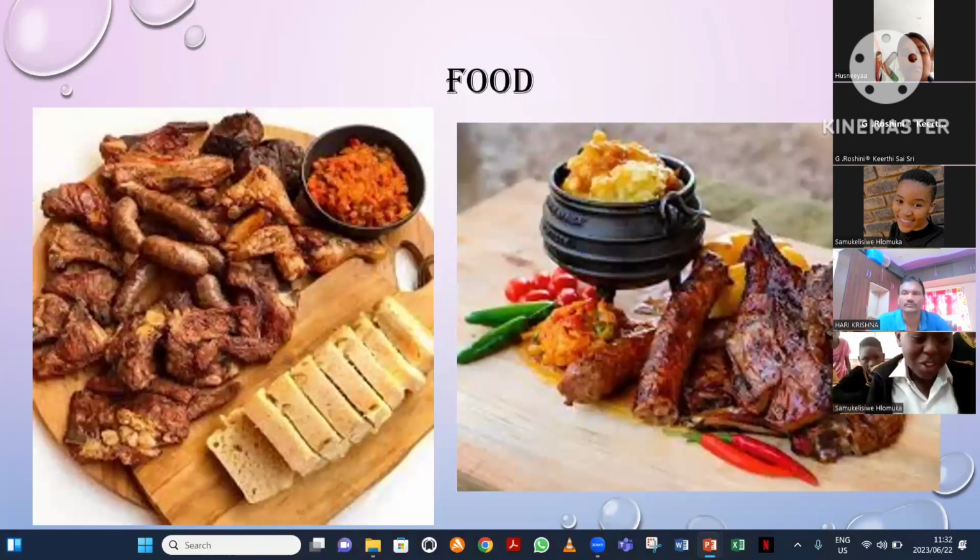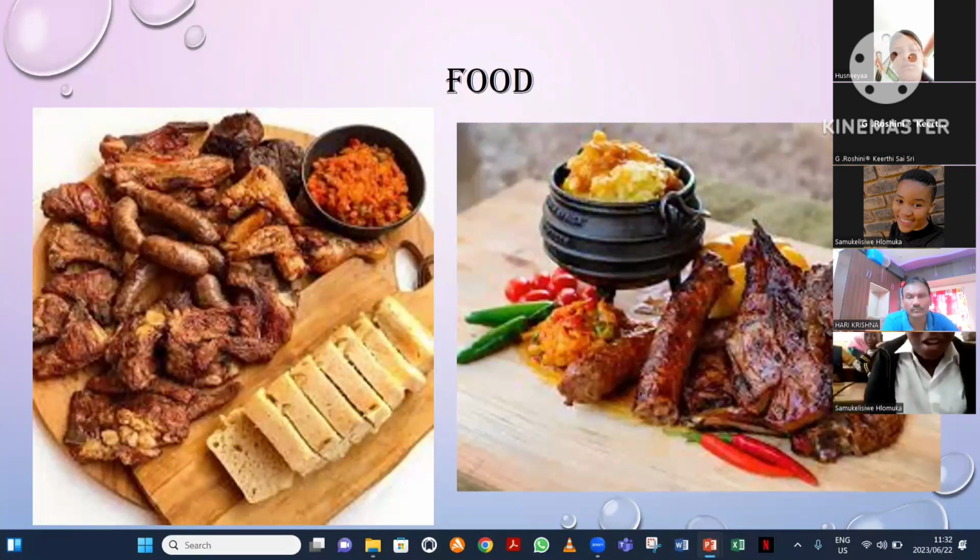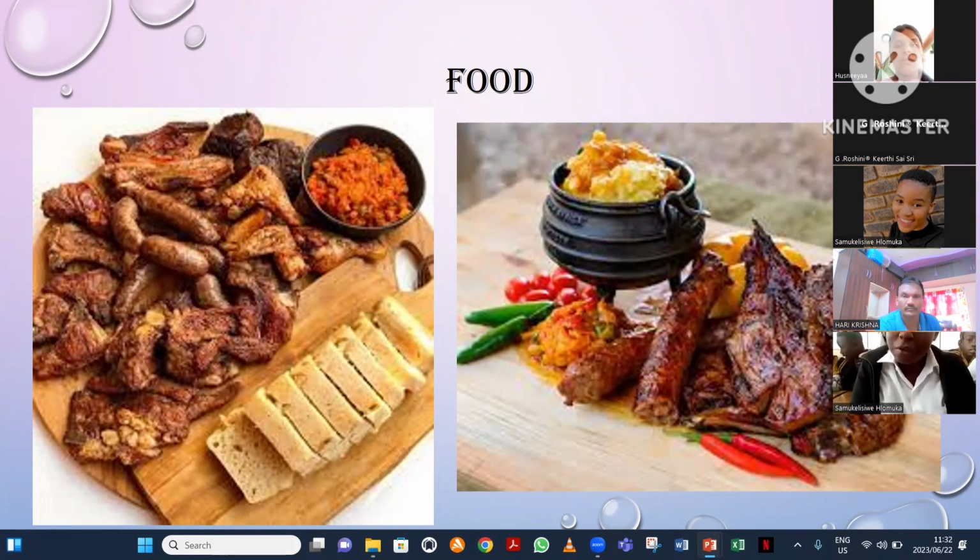Hi, my name is Rosato Koza. I'm 12 years old. Here we've got South African food. Here we've got horse, beef steak and chicken and temple. On the other picture, we've got horse and pub. Thank you.